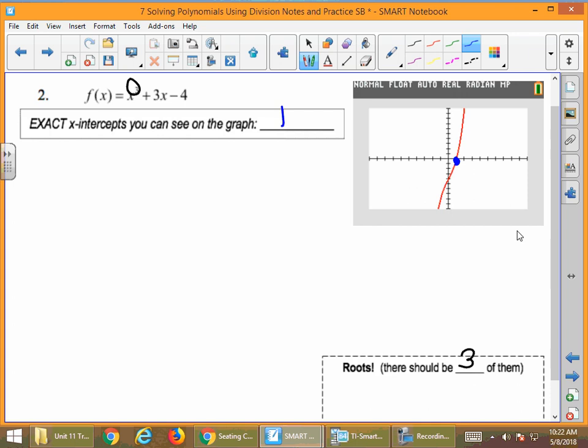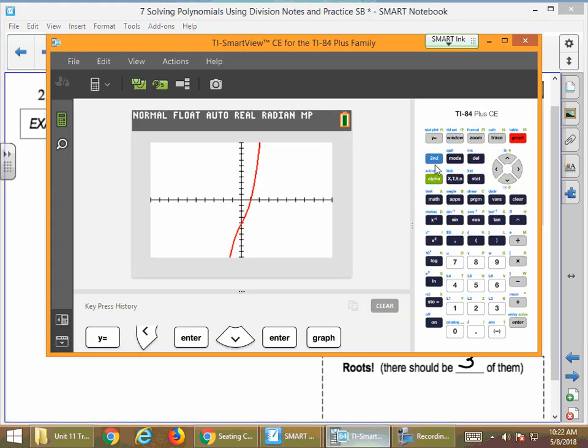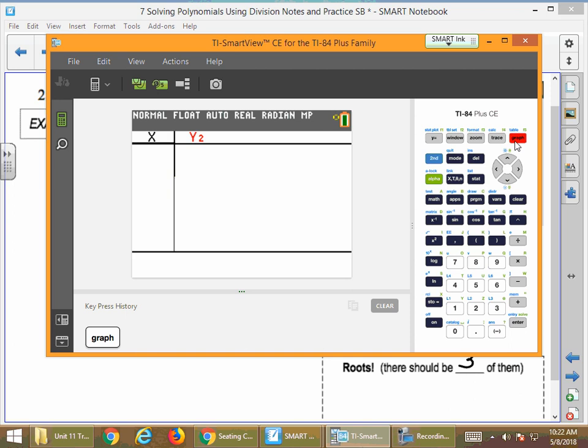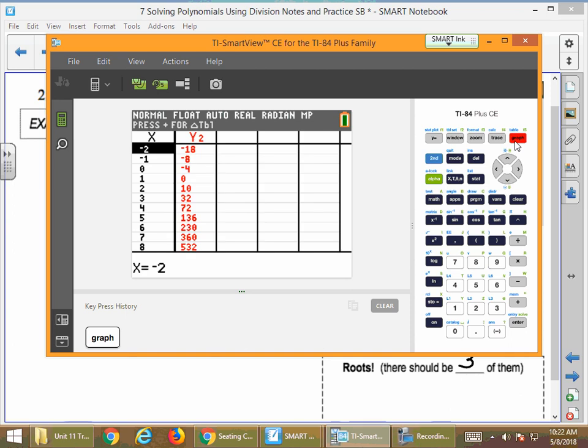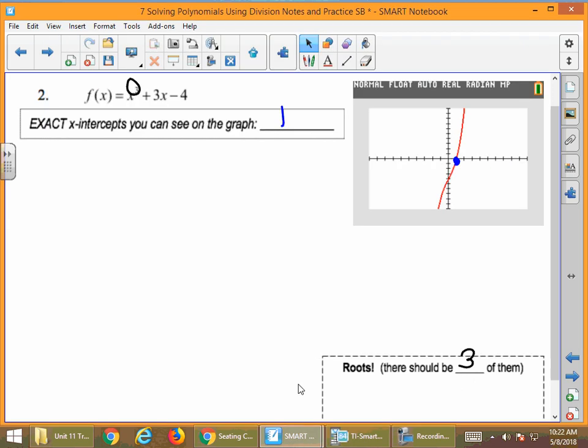What's the root on the graph? It's 1. If you're not sure, once again, we can go to second and graph, which gets us to the table. And there we can see it on the screen in our table feature as well. That 1, 0 is one of our roots that we've got. Since it's the only one we've got, we're going to use synthetic division to help us find our other two roots.